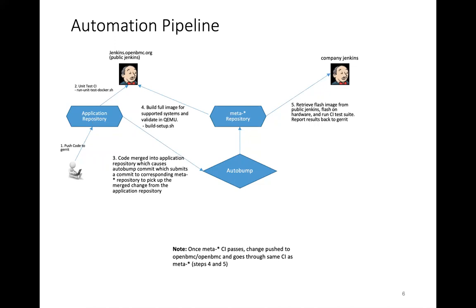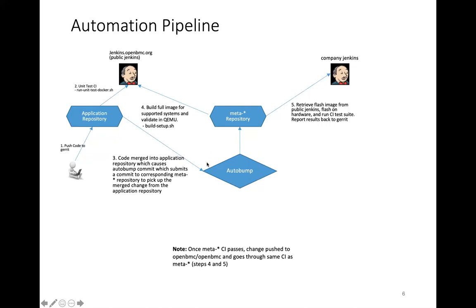So at that point, we run the unit tests. So this is the run unit test docker.sh. That will build the Docker container and then run the G test within that Docker container. So Jenkins runs it. It actually updates Gerrit with the results of that run. Eventually it gets reviewed, it passes its CI, and it gets merged into that application repository.